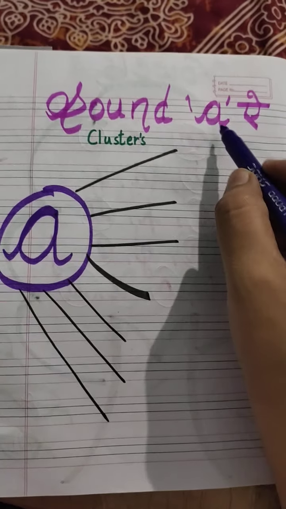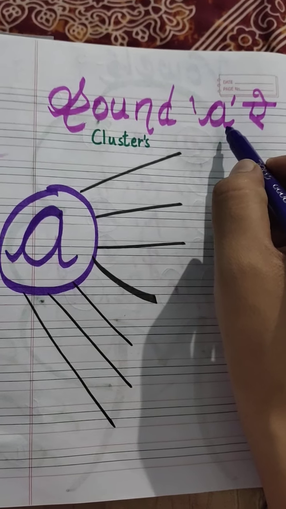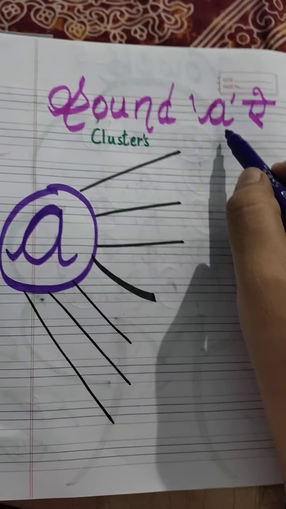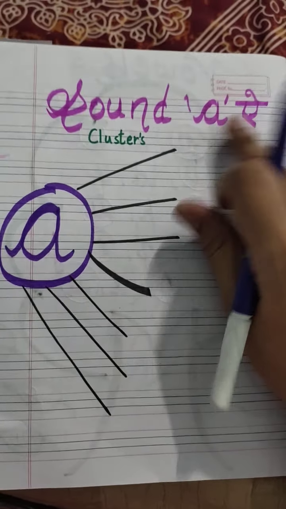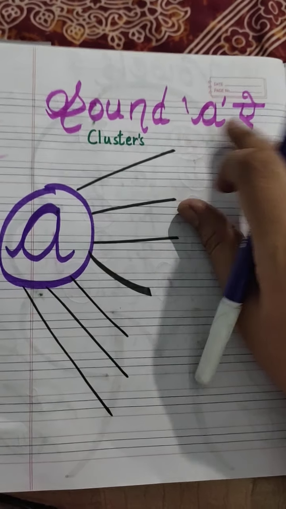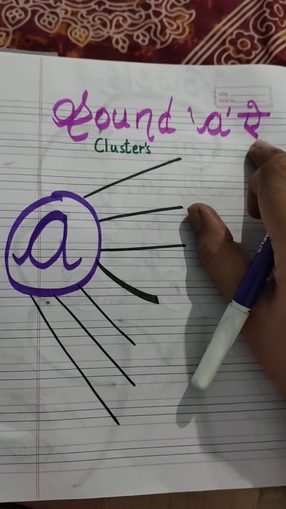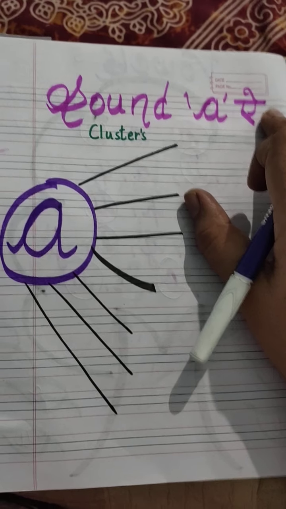So first of all we will do the sound of A. The sound of A is A. It is a long sound.